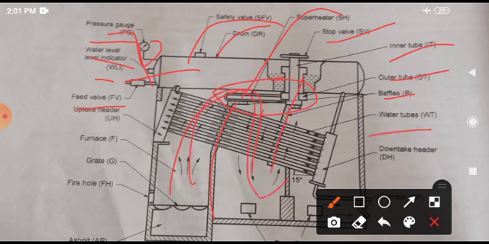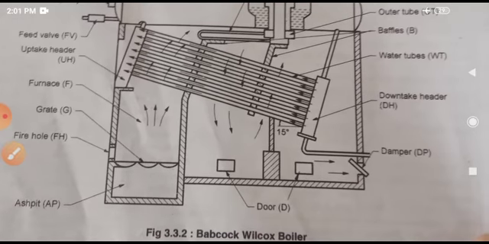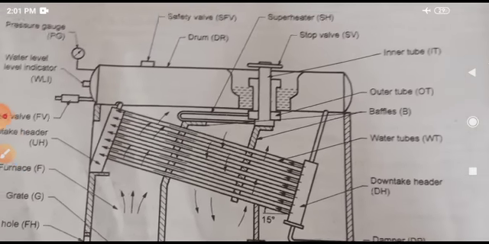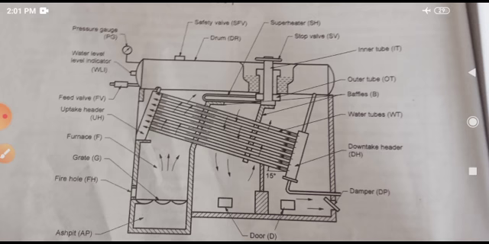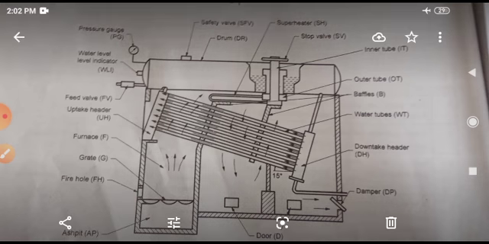Then the water tubes, you can see they are inclined at 15 degrees. The downtake header side and this uptake header side, you can see. Okay, this is the general layout of the Babcock and Wilcox boiler. We have models of both these boilers in our thermal engineering lab. I will give you their photos in the next few lectures.